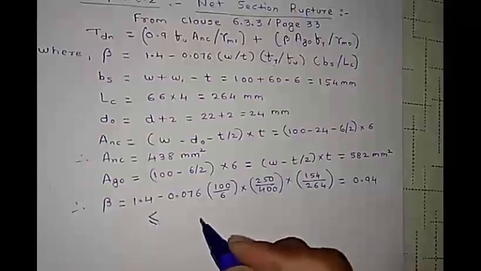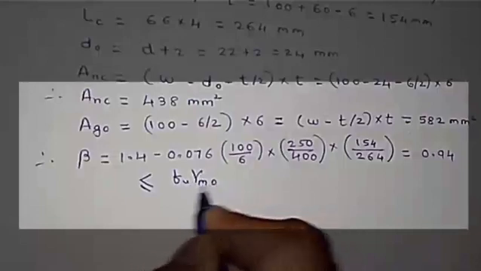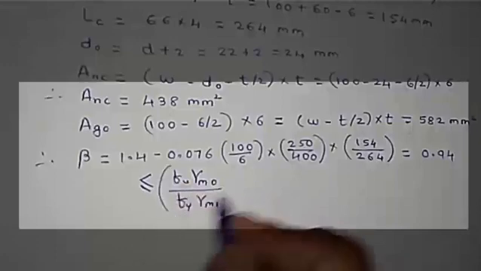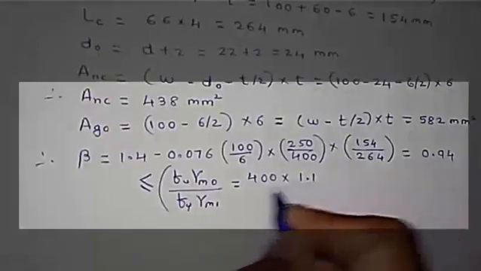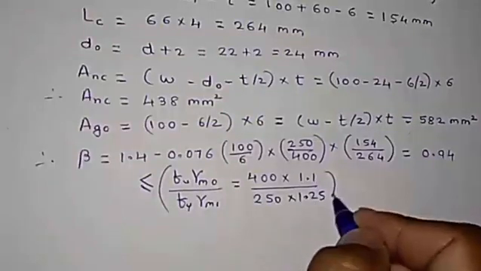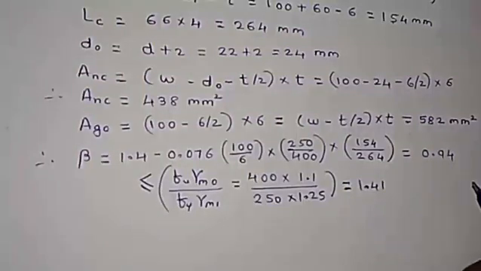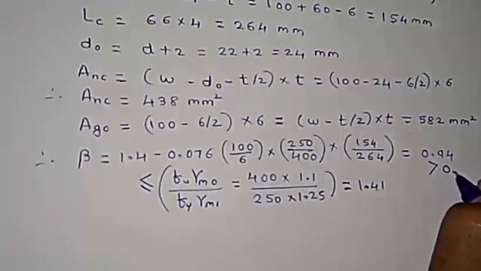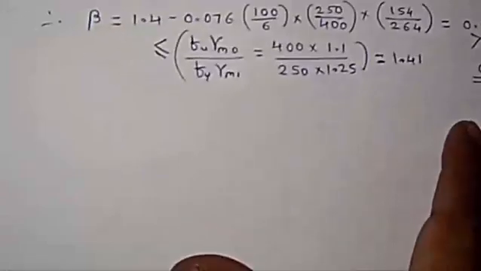Now we need to check whether that is less than or equals to Fu into gamma m0 divided by Fy into gamma m1. So Fu we got 400. Gamma m0 from table number 5 we have 1.1, page number 30 it is. Fy 250 and then gamma m1 1.25. So this is equals to 1.41. And this 0.94 is already greater than 0.7, so we can say this is in the range as per IS code.